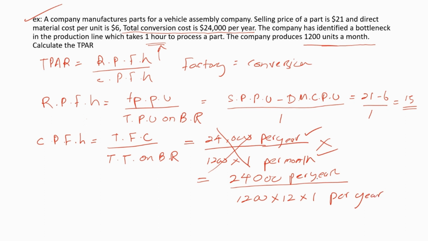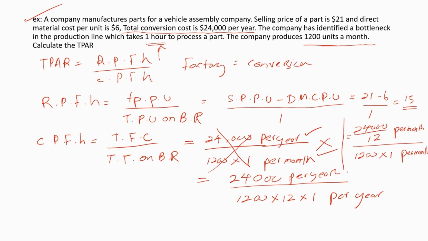If we want, we can convert this into a per month value. This is how we can do that. 24,000 divided by 12, so this will become a per month value. For the denominator, we can use 1,200 units per month multiplied by 1 hour of bottleneck resource. So this is the per month value. Both of these calculations are correct, and both of them will give the same answer.